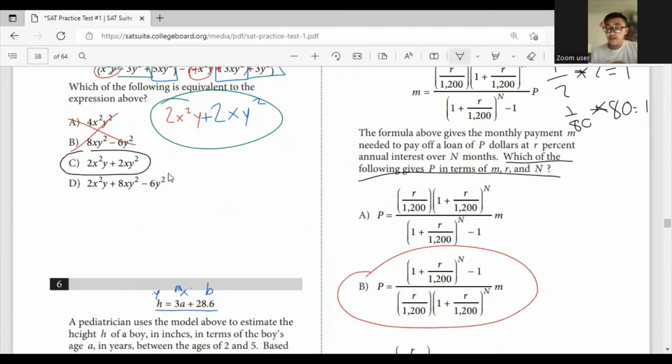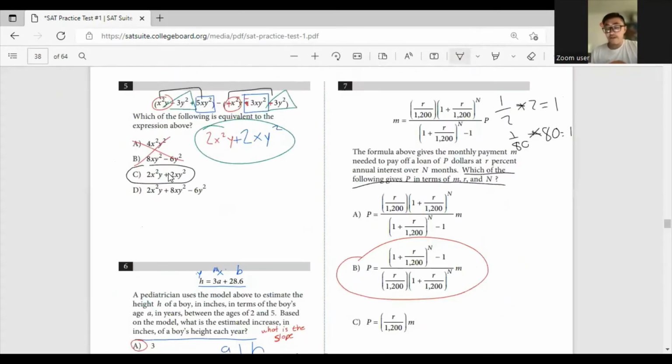They're going to give you scary looking things to make you think you have to do more than you actually have to do. But it's really just asking, okay, just get P by itself. That's all you have to do. And if you know how fractions work, if you multiply by its reciprocal, it turns into 1. So that's just a key thing to know.